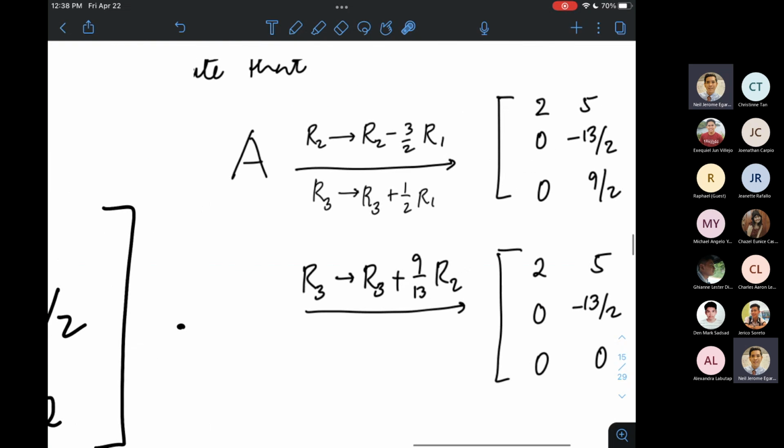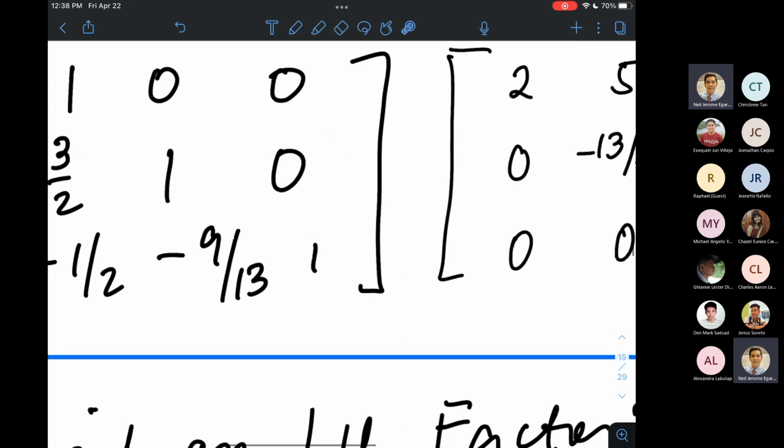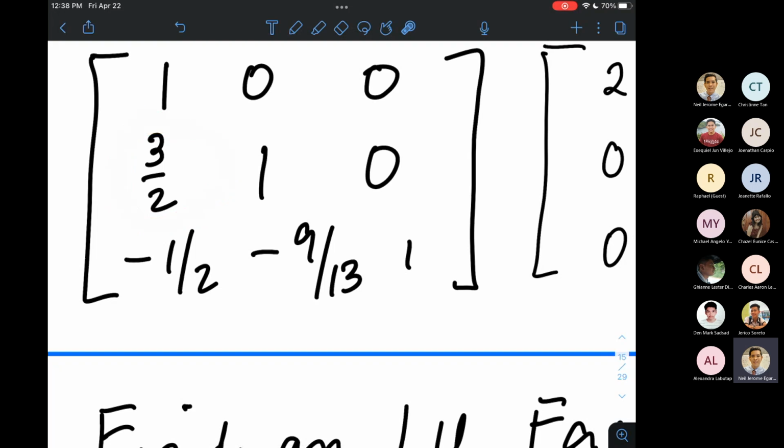So again, ano yung translate? Yun yung row number. Kung ano yung pinang-translate, siya yung column number. Kunin mo yung negative ng constant, yun yung entry dun sa lower triangular matrix. Alright? So, second row, first column ni L will be equal to positive 3/2. And there you go. Okay?